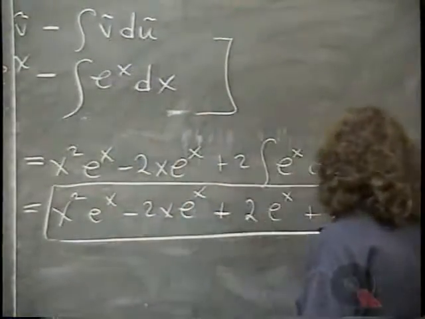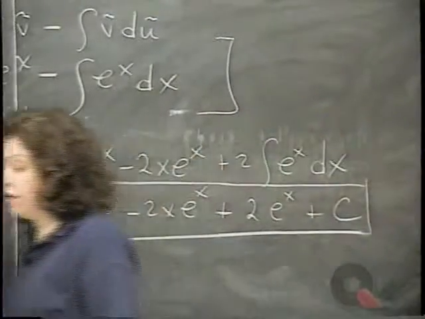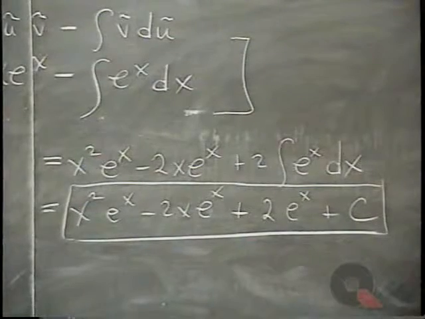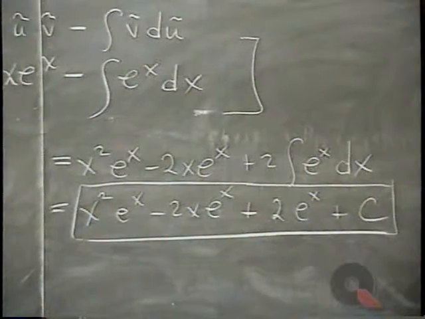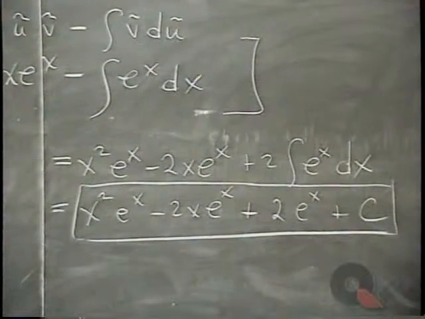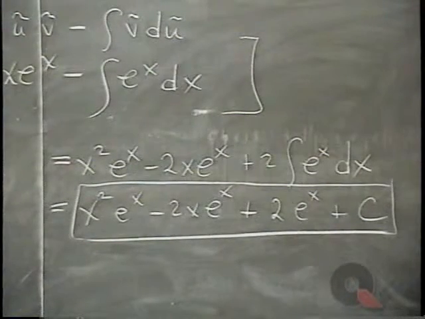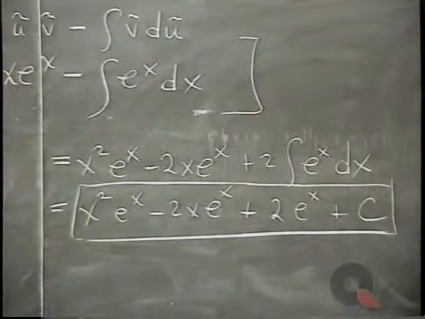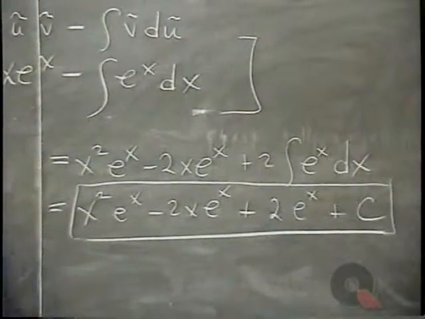So that gets us to the end of this problem, which of course can be checked by differentiating the answer to make sure that you get x squared e to the x. So the answer is x squared e to the x minus 2x e to the x plus 2 e to the x plus c. Now, I wanted to mention something to you.